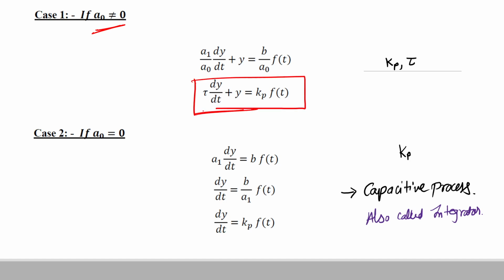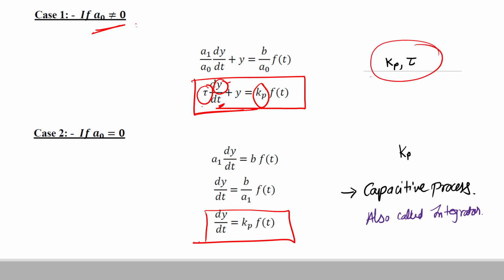And if a0 equals 0, then we can write the earlier first order differential equation as this equation. In both equations, you can see that time is the independent parameter and y is the dependent parameter, which we can call the output of the system. Then there are the parameters of the system that we defined, that is tau and Kp. So Kp and tau are the parameters of the system if a0 is not equal to 0.